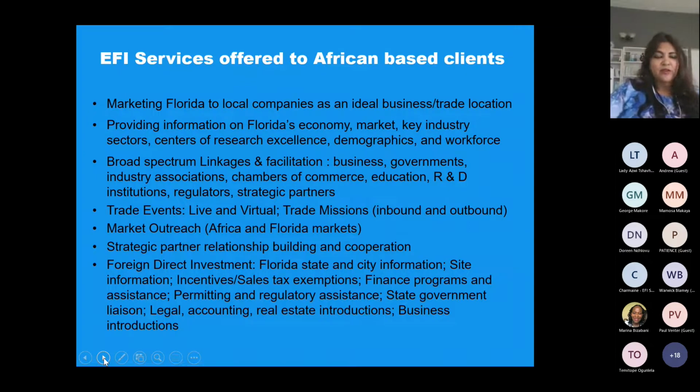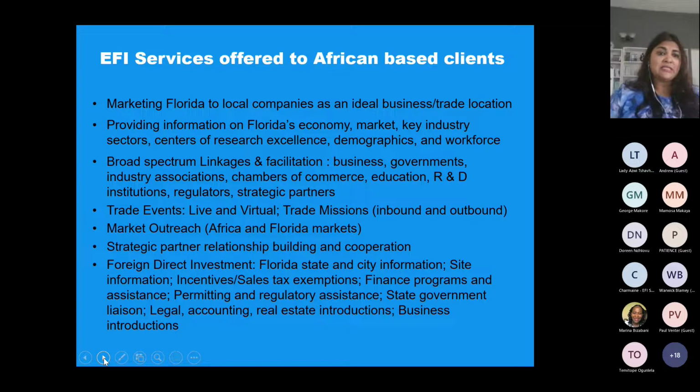Now that I've given you a snapshot of Florida as a business and trade destination, this is just a summary of what we as Enterprise Florida Africa Regional Office can offer to African-based clients to support your interest. It's a full spectrum of trade and business and government linkages, whether it's business, governments, industry associations, chambers of commerce, R&D institutions, or educational institutions. We get involved in those kinds of linkages. We facilitate sister city agreements, port to port working agreements, business to business and government to government links. We have supported trade missions going to Florida from the African continent and the reverse, Florida companies coming to our markets. We are involved in live and virtual webinars like we're doing today.